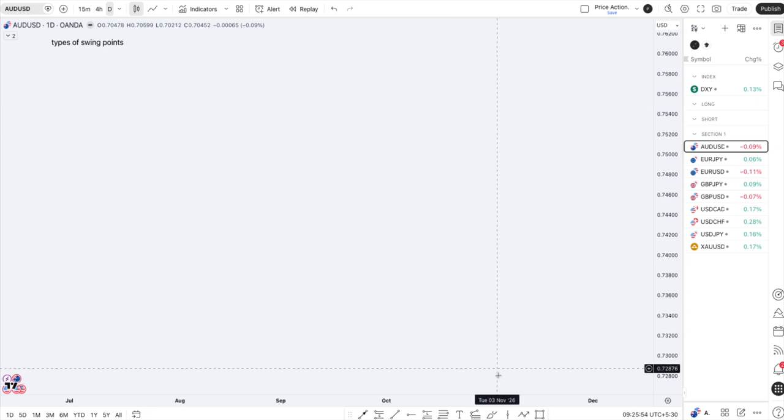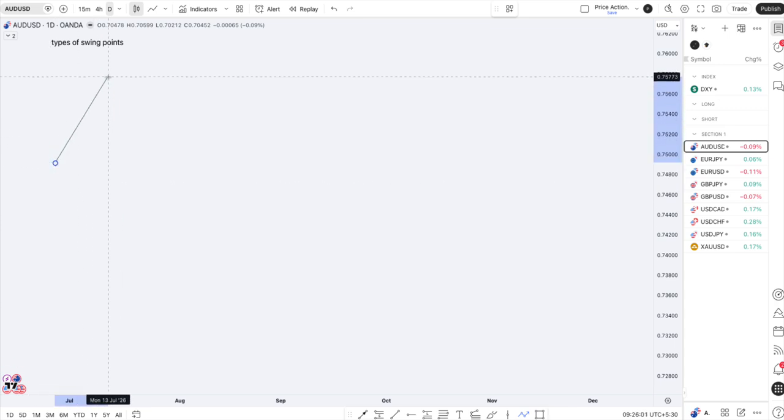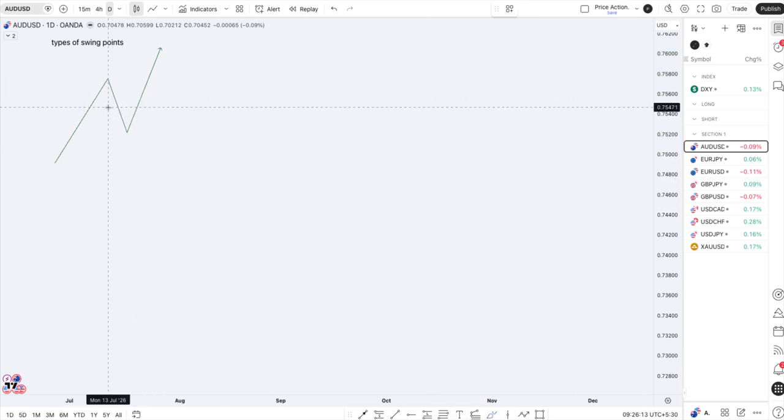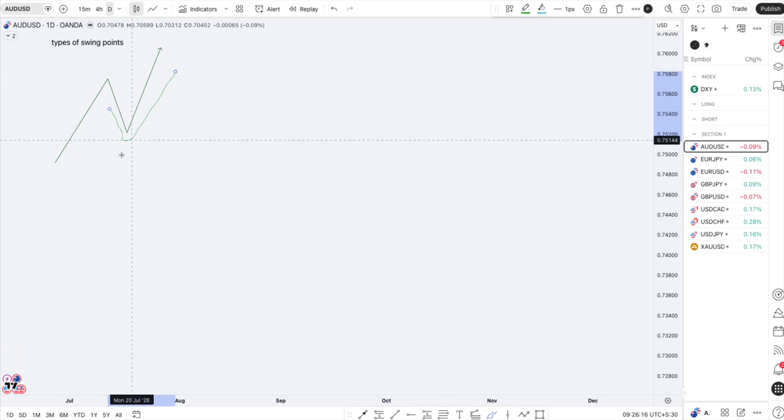Basically a swing point is a place in the market where the market reverses for a few moments or it reverses overall. So this is a swing point because the market reverses from here. It was going down and from down we started going up. This is also a swing point because we were going up and from this point we started to come down.